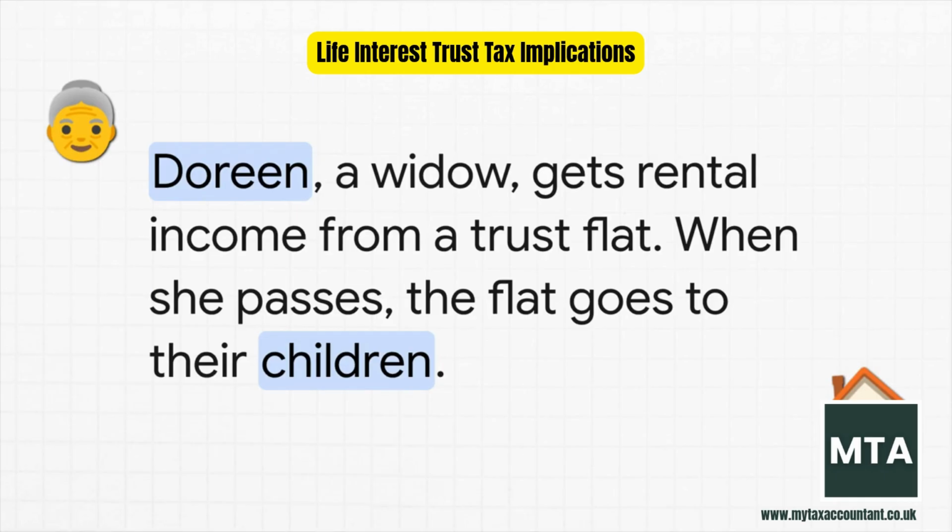You know, a real-life example makes this so much clearer. Let's meet Doreen. She's 70, lives in Bristol. Her late husband set up a trust with a rental flat in it. So now Doreen is the life tenant, and that rental income gives her financial security. Meanwhile, her kids are the remaindermen. They have peace of mind knowing that one day that valuable property will be theirs. See, it's a simple, elegant solution that looks after everybody.